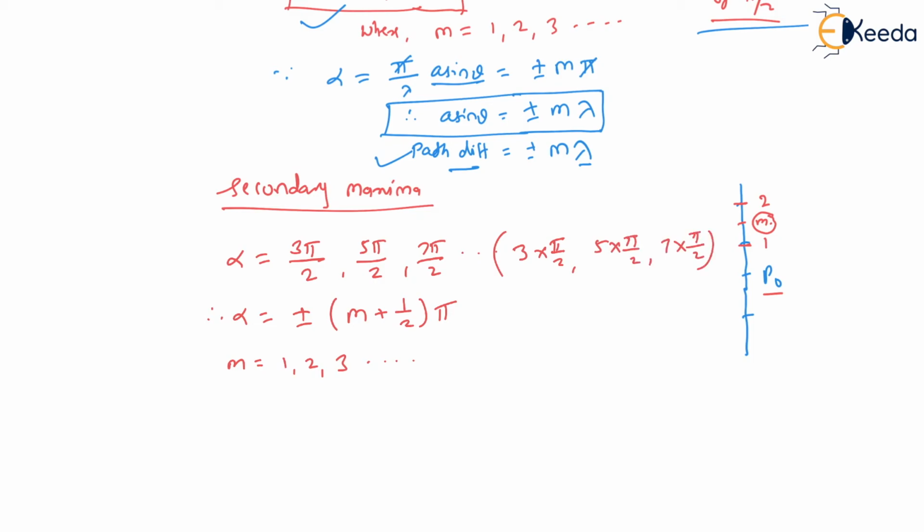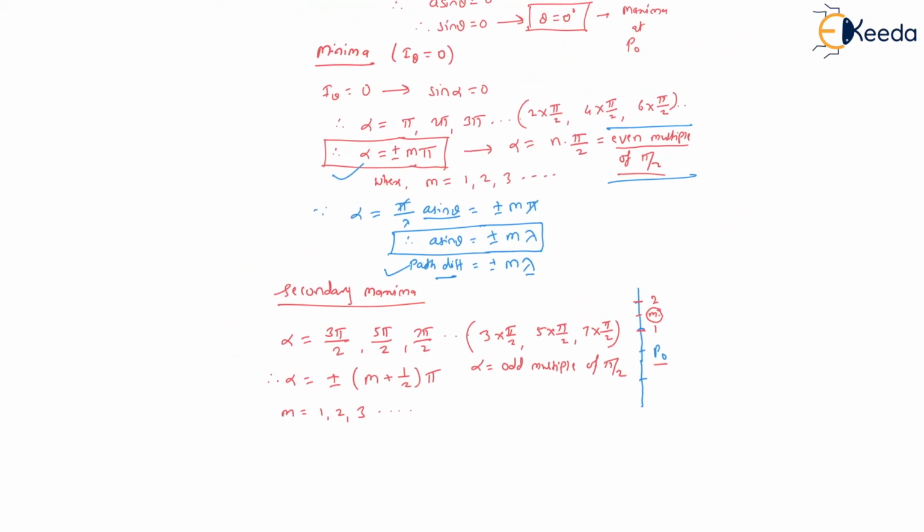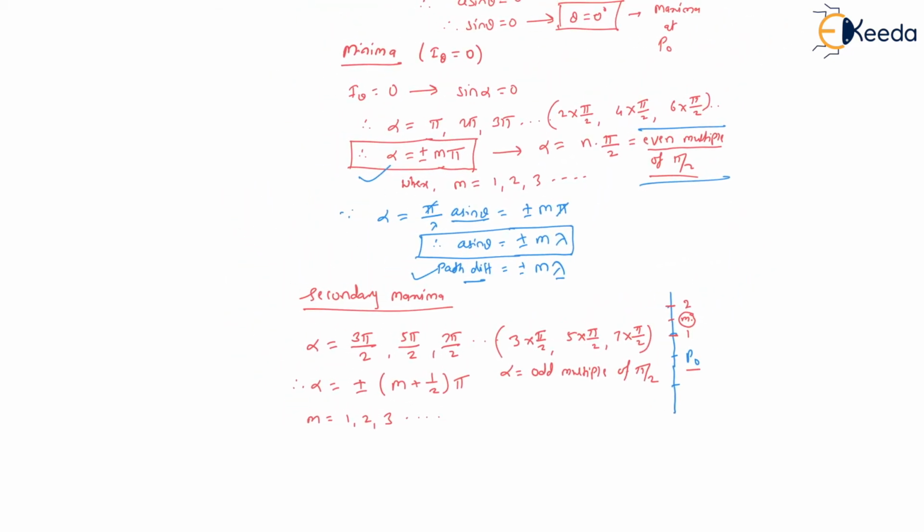So here we can say that for secondary maxima, the condition is that alpha has to be an odd multiple of pi by 2. Remember these two conditions: for minima, it is an even multiple of pi by 2, and for secondary maxima, it is an odd multiple of pi by 2. These are the conditions for minima and secondary maxima in terms of phase difference.